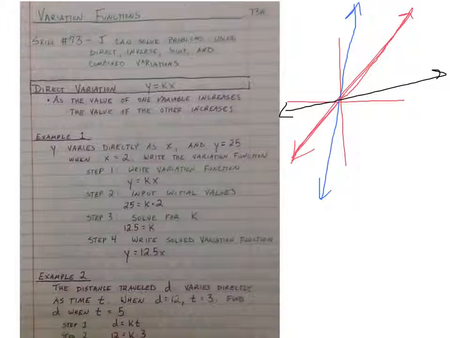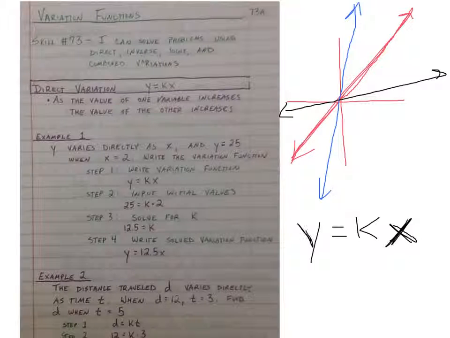So the way this is set up is example 1, y varies directly as x. So they've called out the variables for us, x and y. And then we just need to find our variation coefficient. So the k is our variation coefficient. So in step 1, we write out the variation function, which is y equals kx.